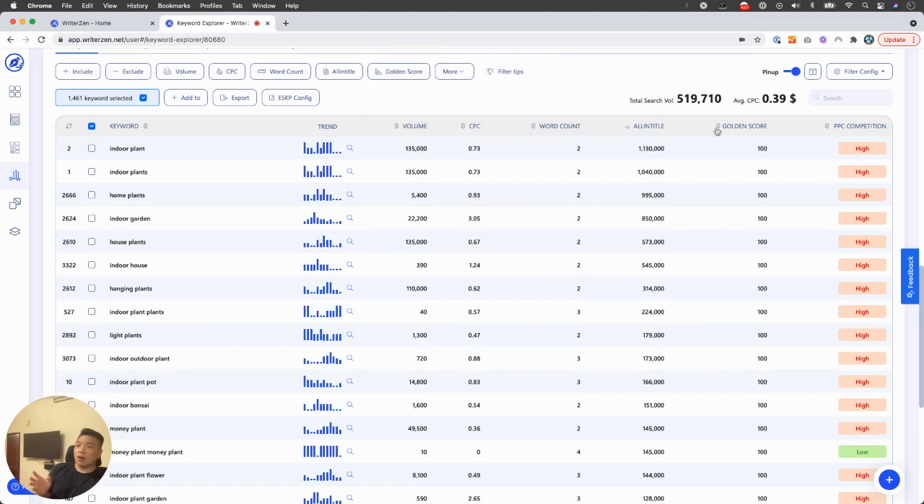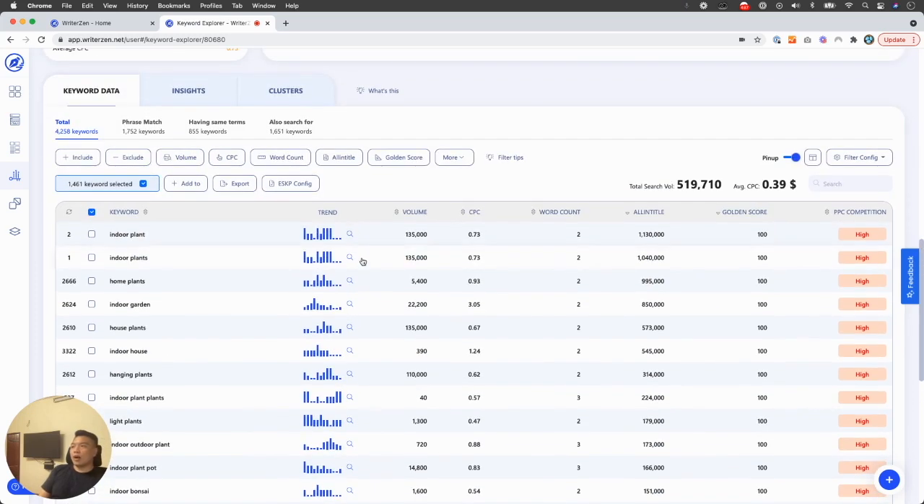I mean, if you turn this off and you go by golden score, go all the way up to 100. And as you can see here, 100 is what keyword? Indoor plants. Indoor plants has own title 1.1 million, and the search volume is 135,000. This is the definition of red zone. You do not want to touch this keyword. You will never rank for this keyword, right? So essentially that is golden filter.